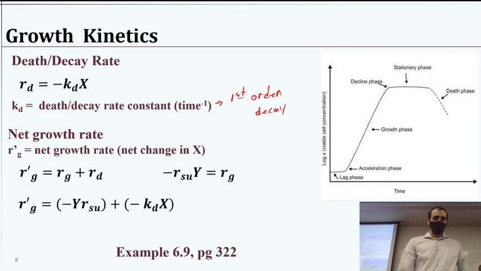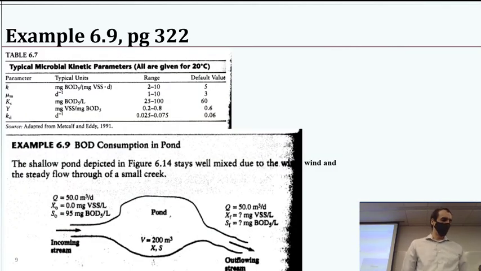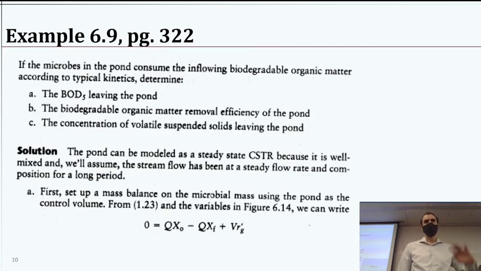Okay, so from here, I want to work through a long and challenging example problem with you. This is example 6.9, page 322. I have, again, this table up here with some typical parameters. The problem asks us to use the default parameters. So we have a shallow pond here, depicted in figure 6.14. It stays well mixed due to wind and the steady flow through a small creek. And the question itself, we'll come back to that in a moment.